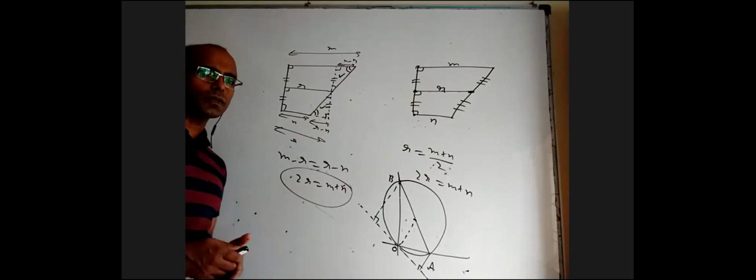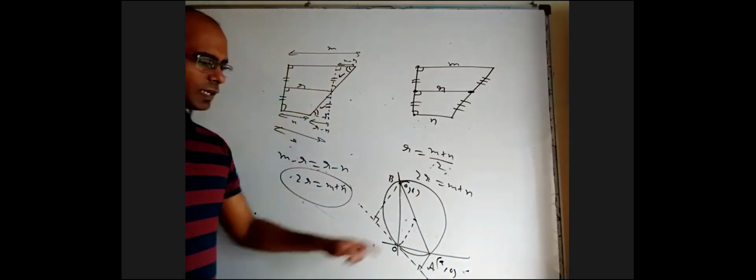How to prove by coordinate geometry? Let us see that. Take this as A comma 0, this as 0 comma B. What is the equation of the circle with A comma 0 and 0 comma B as ends of diameter? (X minus A)(X minus 0) plus (Y minus 0)(Y minus B) equals 0. That is X squared plus Y squared minus AX minus BY equals 0.